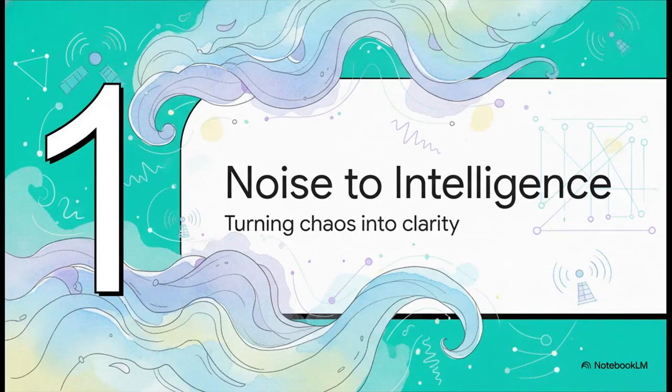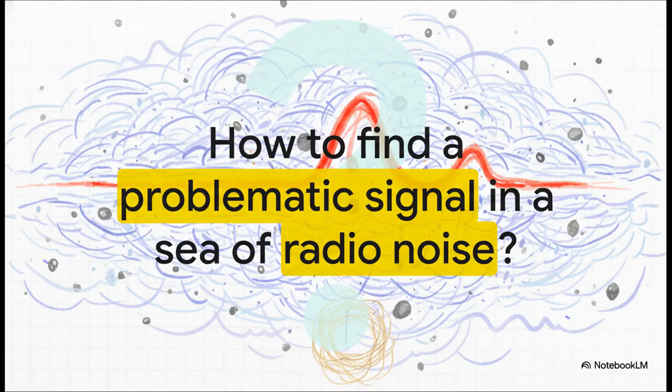Okay, so let's start with the fundamental problem here. The modern radio spectrum, it's like an ocean of raw data, just a constant, overwhelming flood of information coming at you all the time. And that really brings us to the million-dollar question, doesn't it? How on earth do you find that one single problematic signal when it's buried in a whole sea of invisible radio noise? It's like trying to find a needle in a haystack you can't even see.